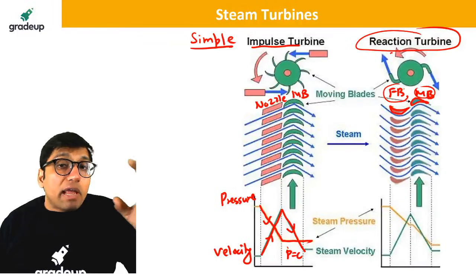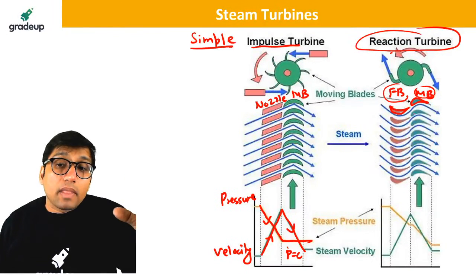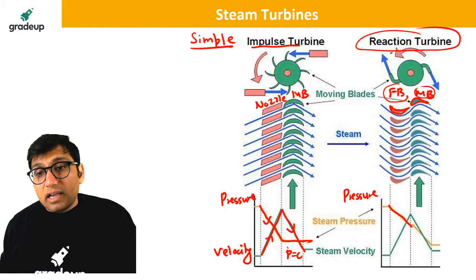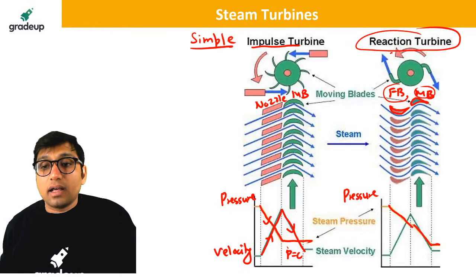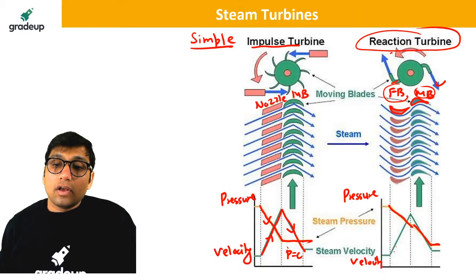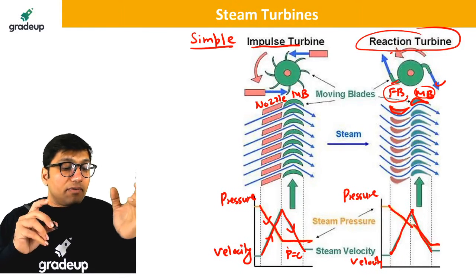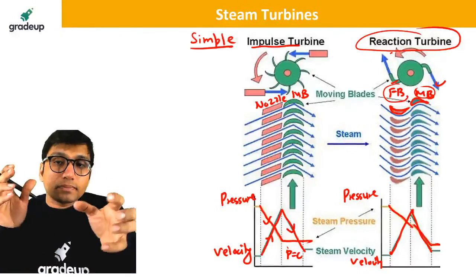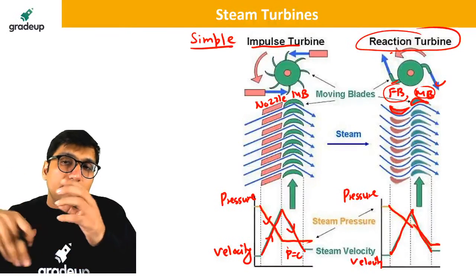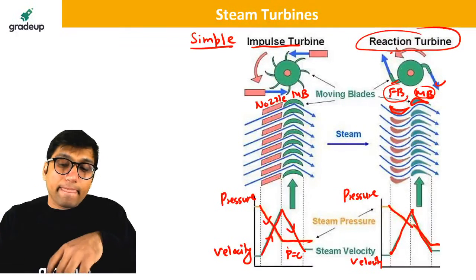In the moving blade of a simple impulse turbine, pressure will be constant. But in the moving blade of an impulse reaction turbine, the pressure will decrease. The pressure will continuously decrease in the fixed blade as well as in the moving blade. And the velocity will increase in the fixed blade and decrease in the moving blade. So always remember that in the moving blade, velocity will always decrease because the kinetic energy is required by the moving blade to rotate.